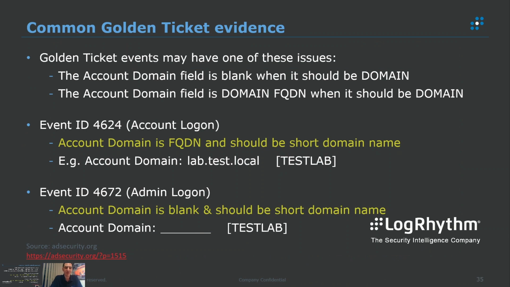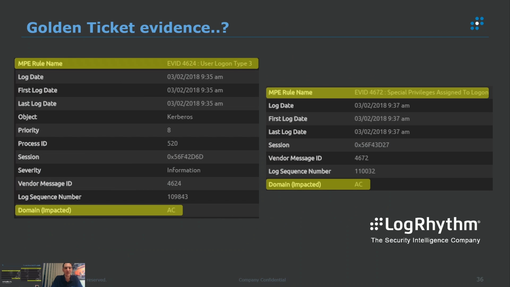And the AD Security website has some great information from Sean. In particular, I just want to draw your attention to a couple of common indicators, at least for the majority of golden ticket types of attacks. The account domain is a fully qualified domain name, but it should in fact be the short domain name. And for event ID 4672, it should be blank. It should be the short name, but it is in fact blank. So using that freely available information, we'll go out and have a look at these two particular event IDs.